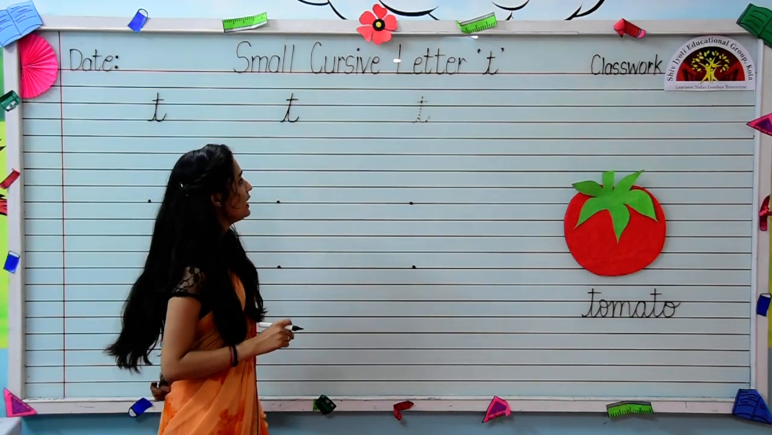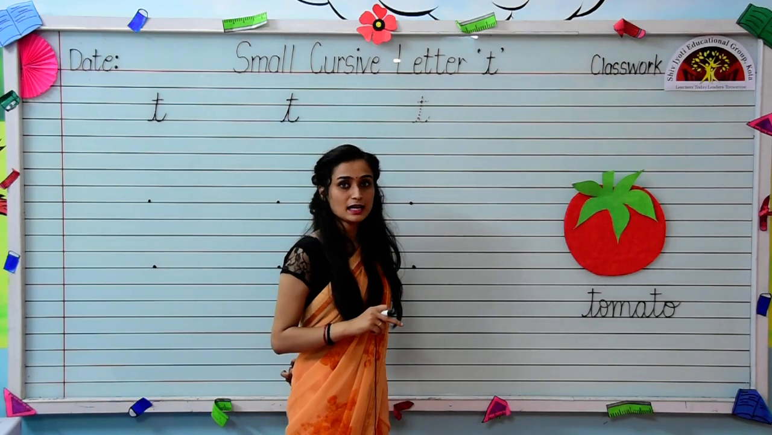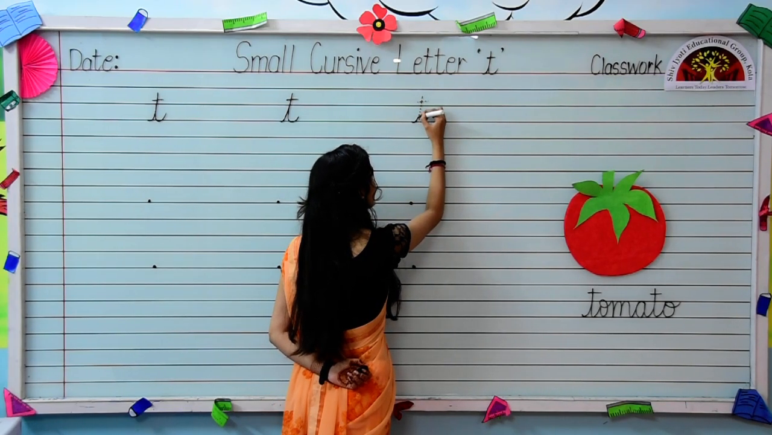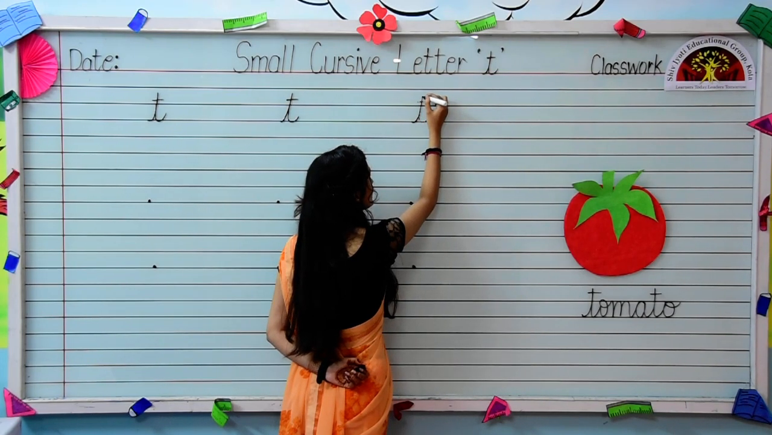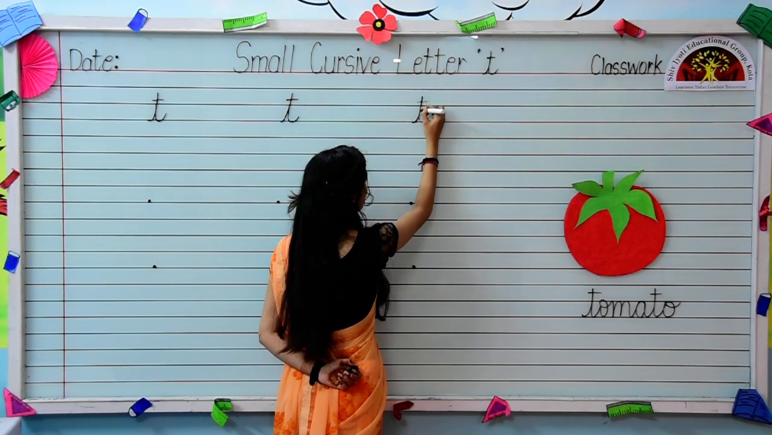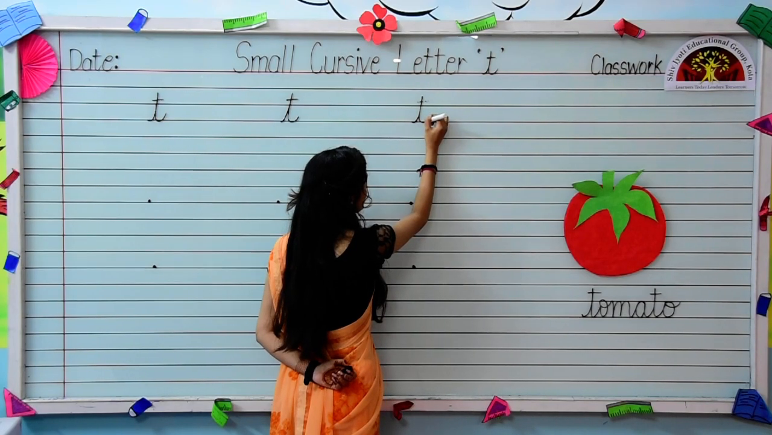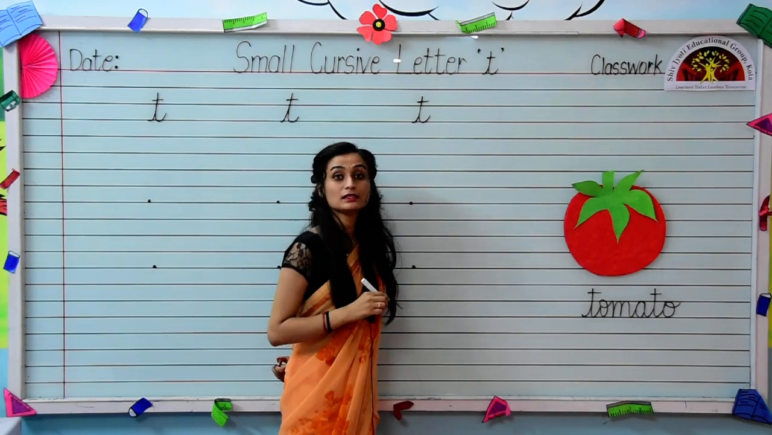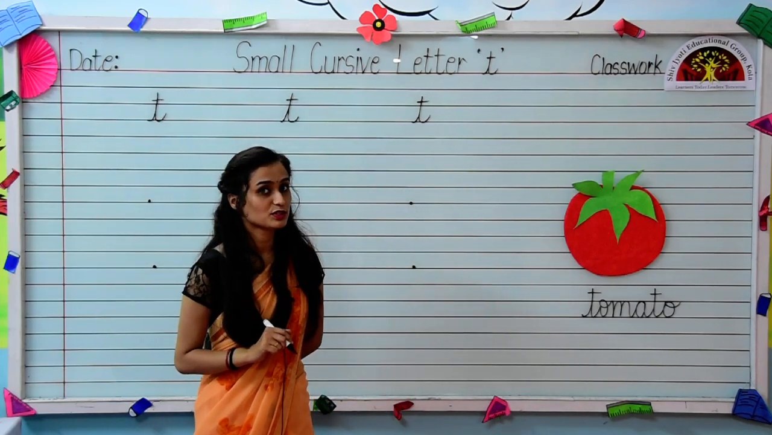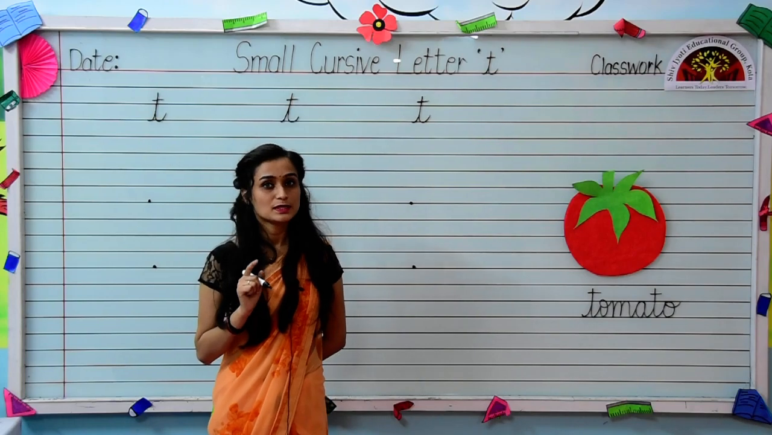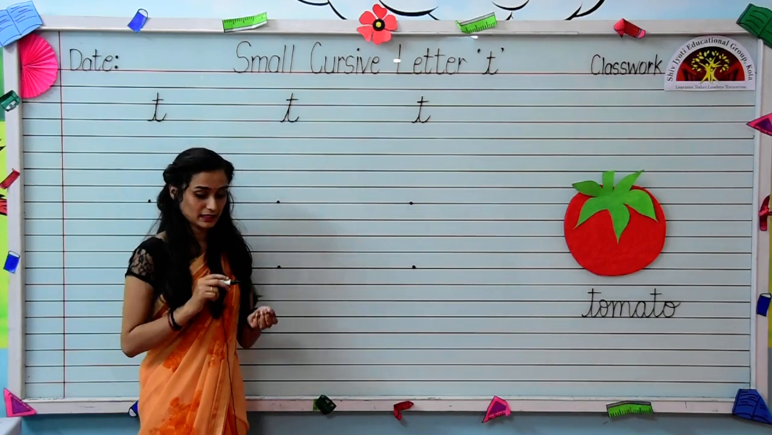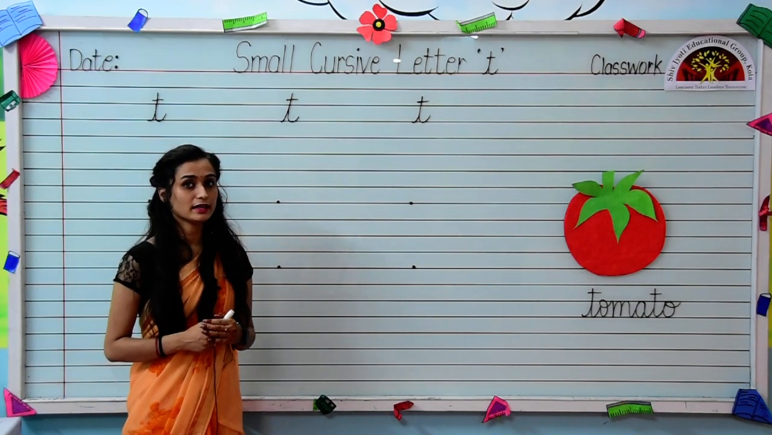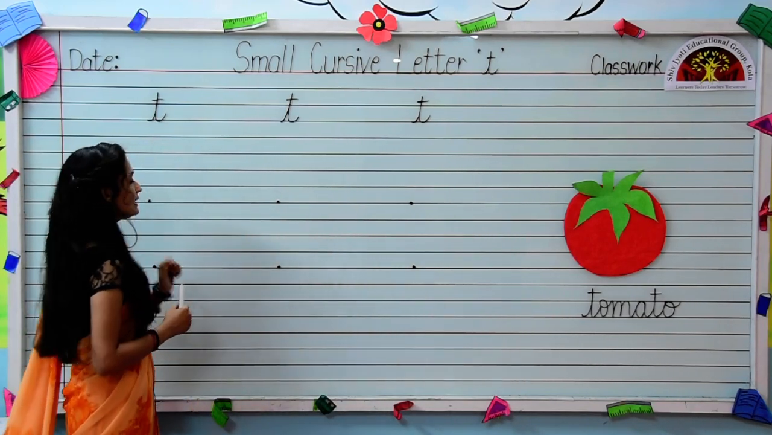Okay, kids? Very good. For the last time, look over here. From the third line, slanting line up. We will not touch the first line. Come down, touch the third line, make a curve and a sleeping line in the middle. So kids, this way you have to do the tracing part of small cursive letter T. Very nice. Now coming to the next page, we have T on single dot.